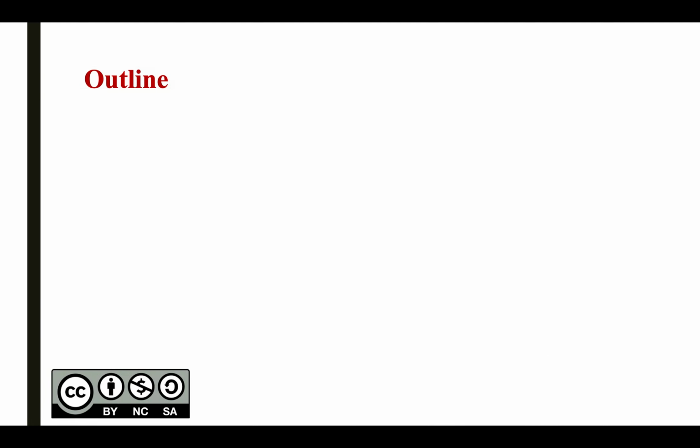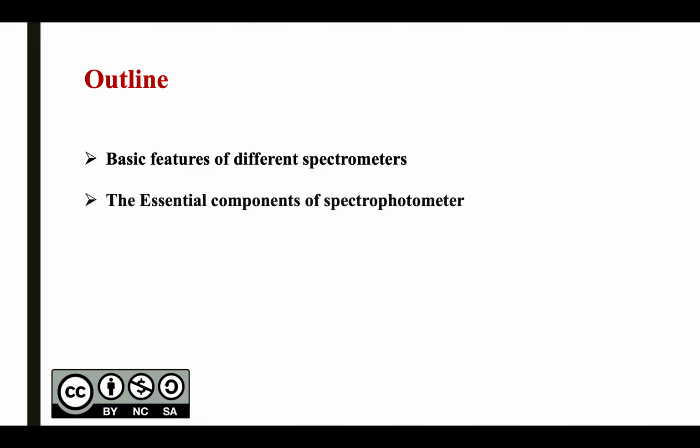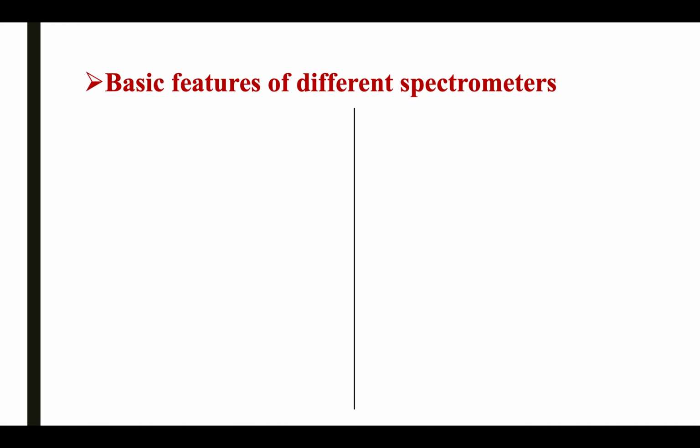Here is the outline. First, I will introduce basic features of different spectrometers, followed by essential components of a spectrophotometer, then a statement of the Born-Oppenheimer approximation. Let's see what is meant by basic features of different spectrometers.